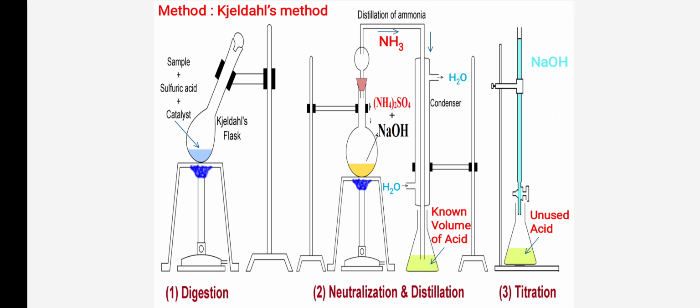So three components we are mixing. If you see the first diagram, the digestion: coal sample plus sulfuric acid plus catalyst. These three components are mixed together and taken in a Kjeldahl flask. What is the name of the flask? Kjeldahl flask. What is the speciality? It is a long neck flask.